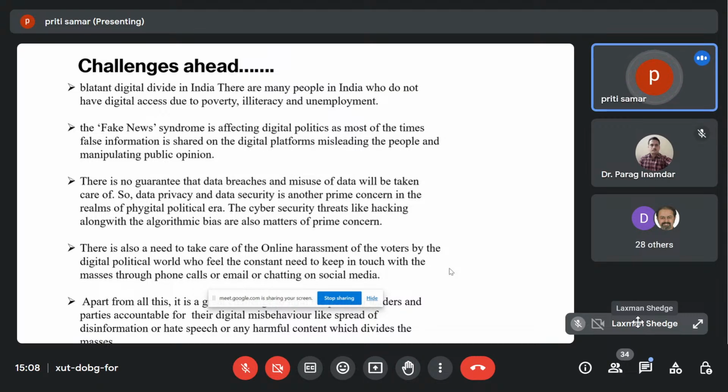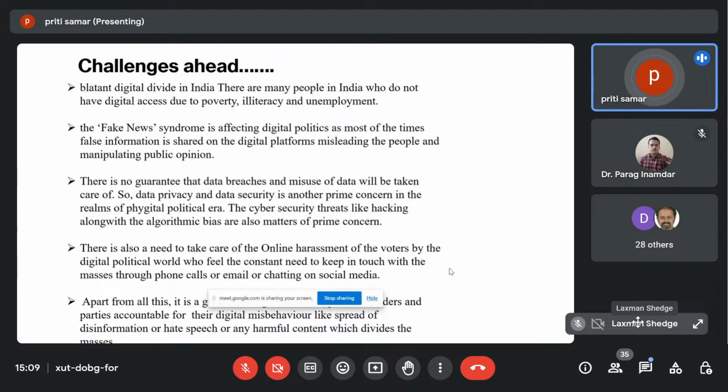And there is also a problem related to fake news syndrome. As far as the digital platform is concerned, the fake news syndrome is affecting digital politics, as most of the times false information is shared on the digital platforms, misleading the people and manipulating the public opinion. Then there is no guarantee that data breaches and misuse of data will be taken care of. So data privacy and data security is one of the prime concerns in the realms of the digital political era.